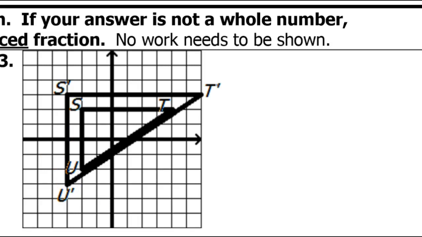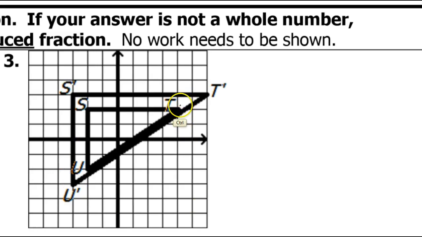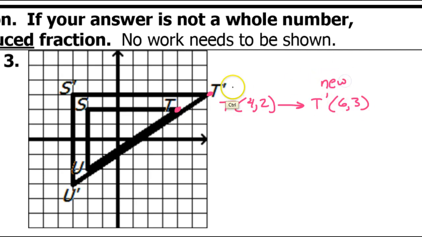We'll do the same thing with problem number 3 here. So this time I'm going to look at point T and point T prime. So point T is the point 4, 2, and that becomes T prime, which is the point 6, 3. And this is the new, and this is the old. So the scale factor is going to be new over old.